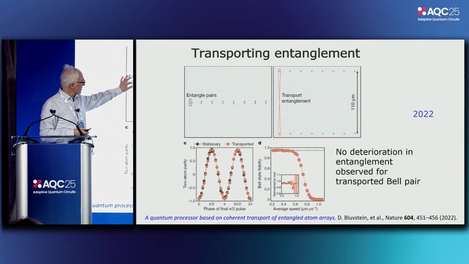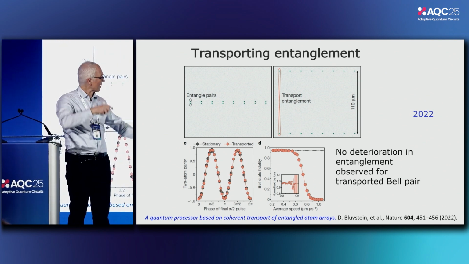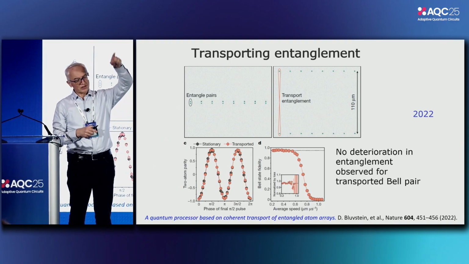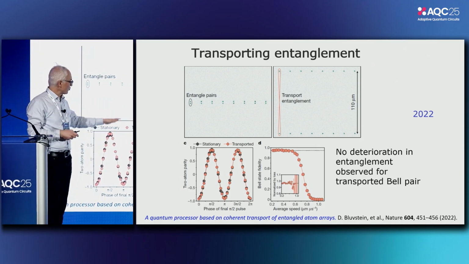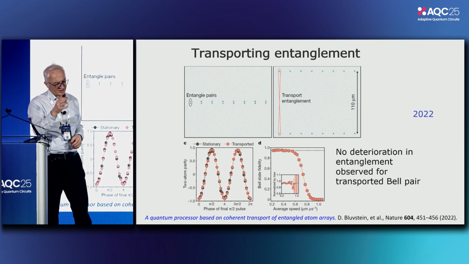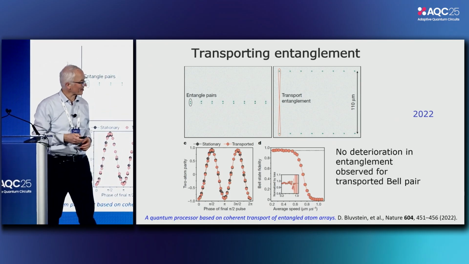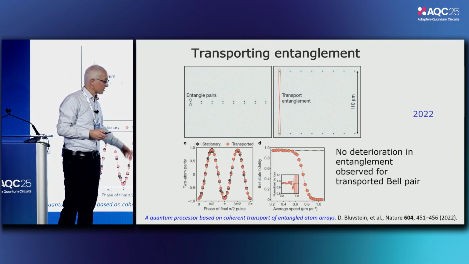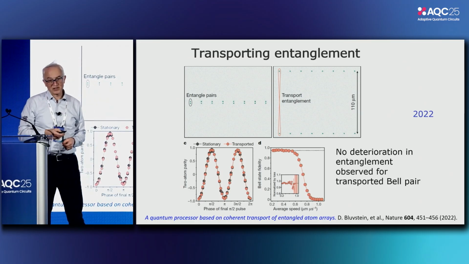We create a Bell pair between two atoms, and then we transport the atoms over distances, typically here 100 micrometers, simply by changing the radio frequency going into the AOD, which changes the laser beam up and down. We find that if we don't move too fast, and the critical speed is about 1 meter per second, or 100 microseconds for 100 micrometers, then we see no deterioration between the Bell state that we created and the Bell state that survives this transport.